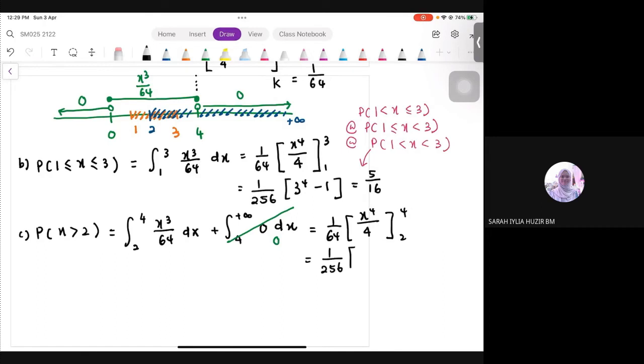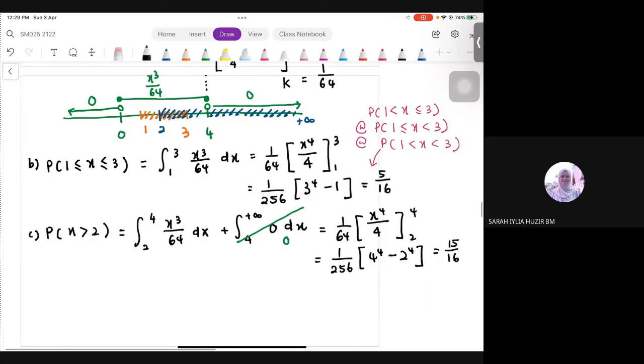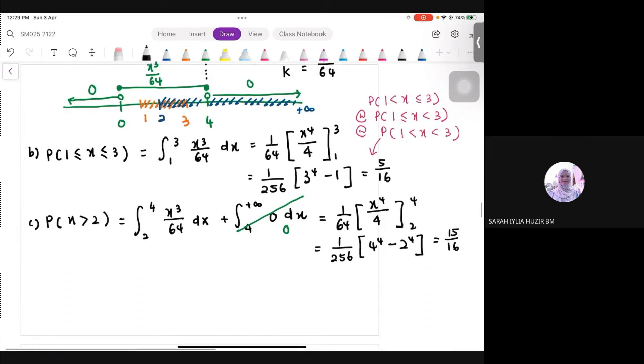Simplify this up, we get 4 to the power of 4 minus 2 to the power of 4 times 1 over 256. So here our final answer will be 15 over 16. Okay. And then last one, part D.